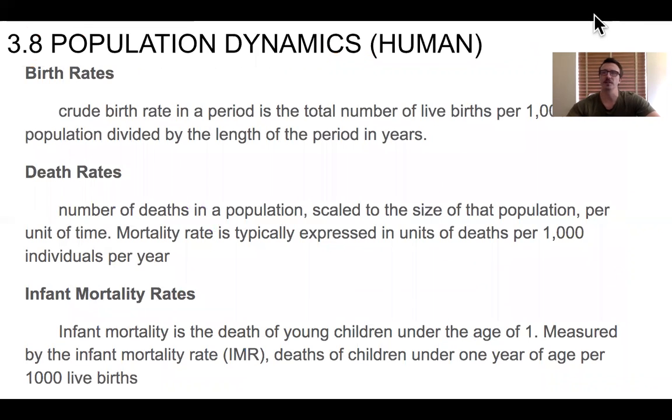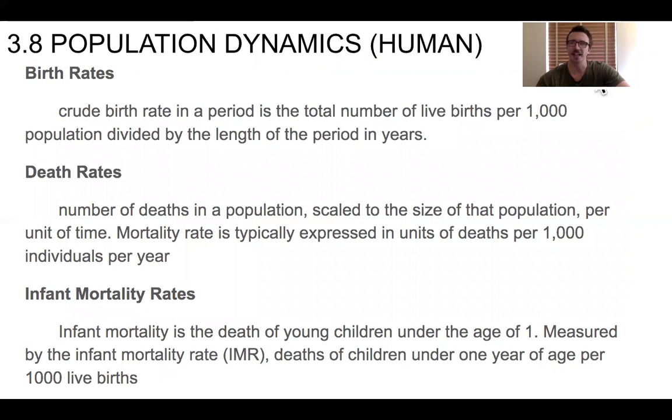Now, there are lots of different aspects to the population dynamic, so the ebb and flow of a human population, but the main ones are going to be birth and death rates, right? And again, birth rates are going to be associated with total fertility rates. Birth rates can be represented as a percentage or as a crude birth rate.